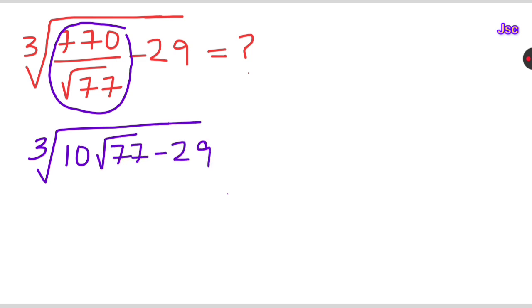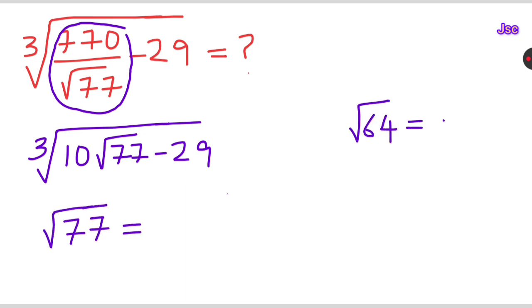Now let's take the root 77. Square root of 64, the result is 8. Square root of 81, the result is 9. But our 77 lies in between square root of 64 and square root of 81. So that means it is not a perfect square. Now I am going to show the trick for the non-perfect square numbers.